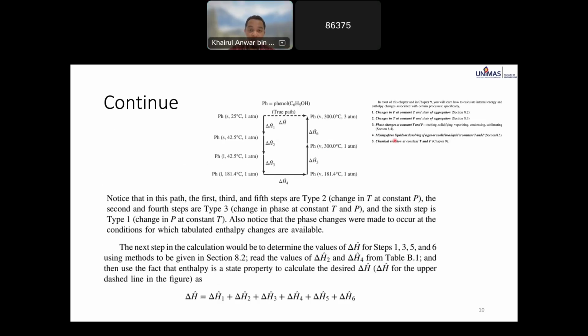So next, in order to get this true path, or delta H here, delta H of the true path is equal to delta H1 plus delta H2 until delta H6 like this. So that is what we call a hypothetical pathway lah.